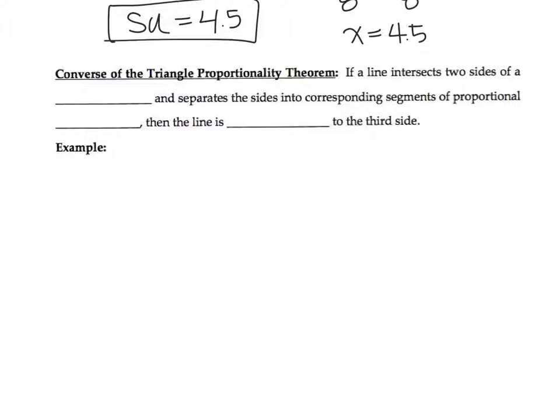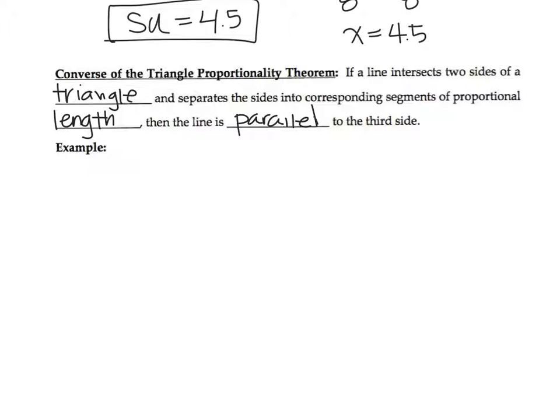There's also something called the converse of the triangle proportionality theorem. It states that if a line intersects two sides of a triangle and separates the sides into corresponding segments of proportional length, then the line is parallel to the third side. So converse just means opposite. We have seen this wording before in Module 3. So converse just does the opposite. It starts with the end and wants to prove the beginning.